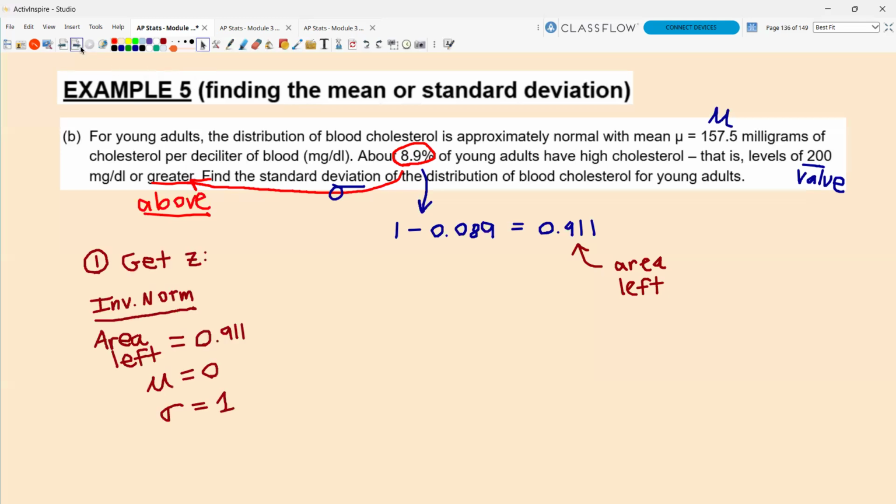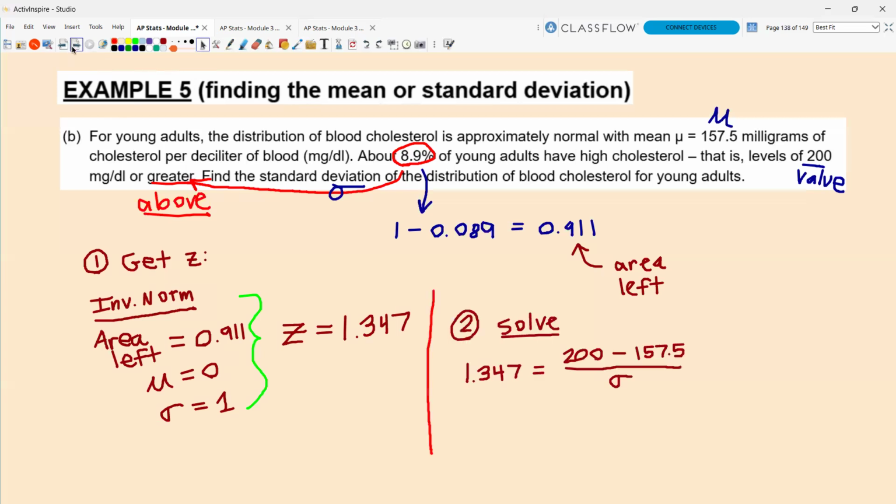So now we can go to inverse norm and plug in our inputs. We'll write inverse norm, area left 0.911, mean of 0, standard deviation of 1. You get a z-score of 1.347. You can go to 2 places if you want; I'm going to use 3 in this case. We'll plug it into our z-score formula and solve for the standard deviation. Use your calculator, and you get a value of about 31.55 milligrams per deciliter.